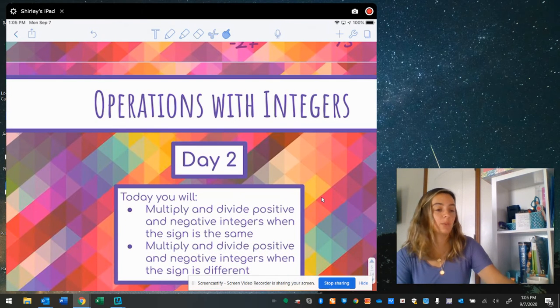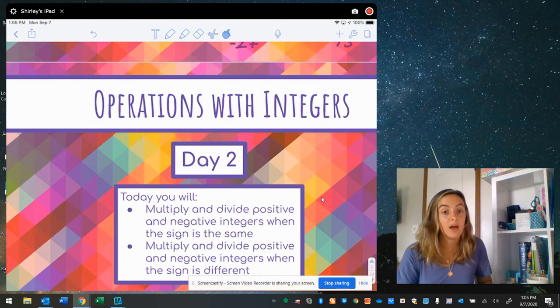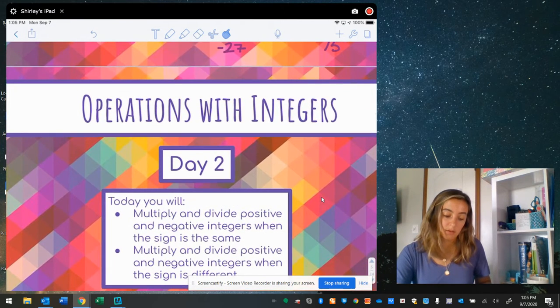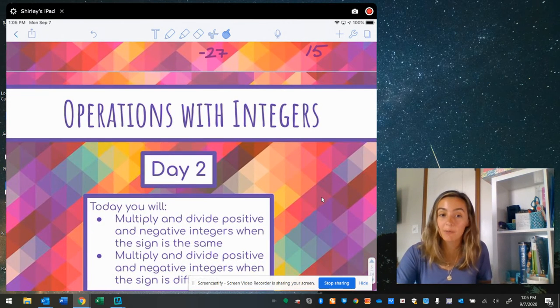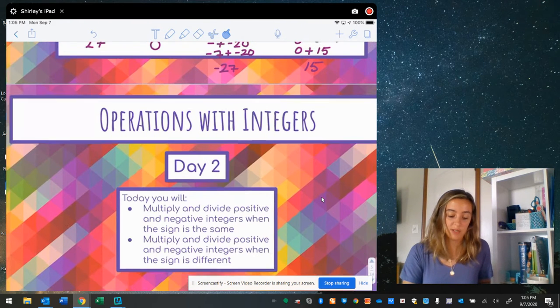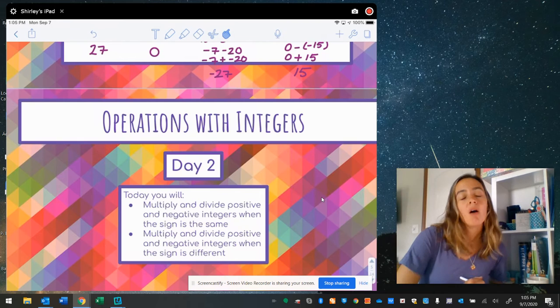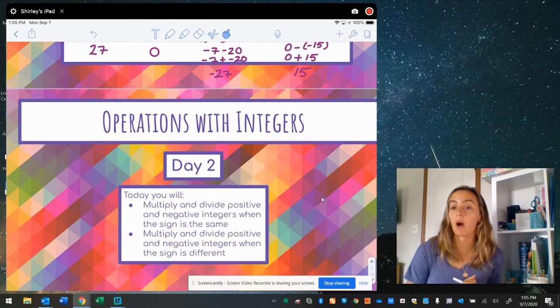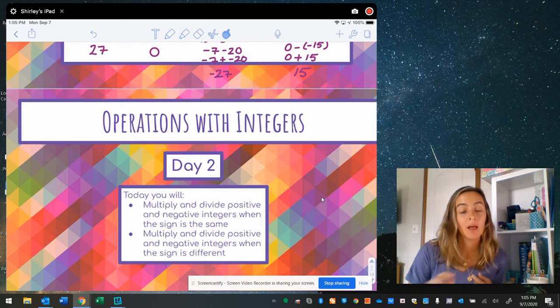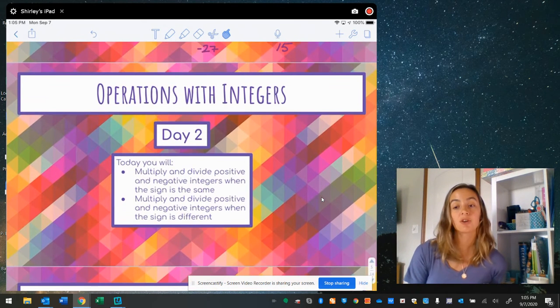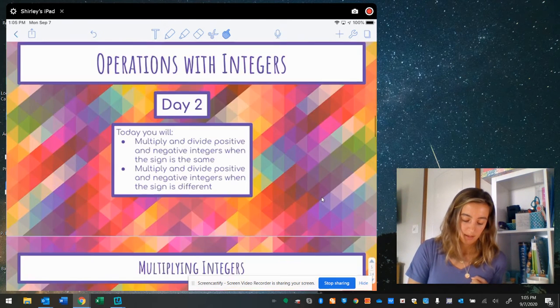Okay, so today we are going to be working on operations with integers. Yesterday we talked about adding and subtracting. Today we're going to be talking about multiplying and dividing. The rules for multiplying and dividing are a lot easier than adding and subtracting. So very quick, very easy, and then just like yesterday, when we finish with this video, you can move on to start working on your homework.